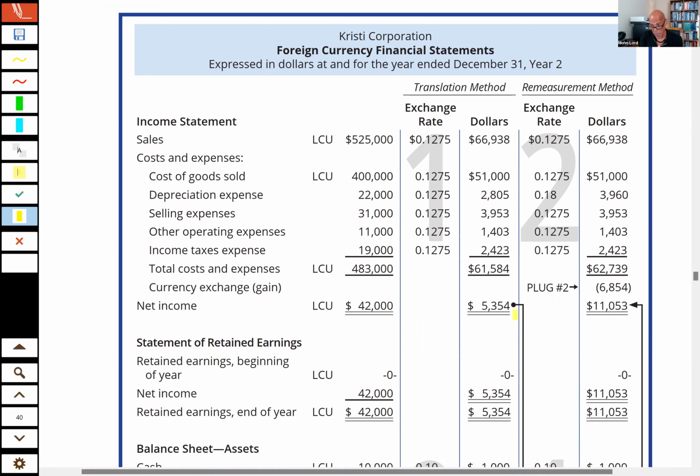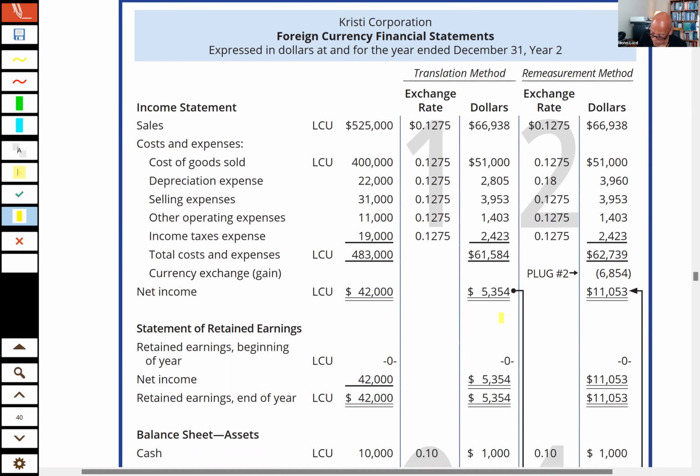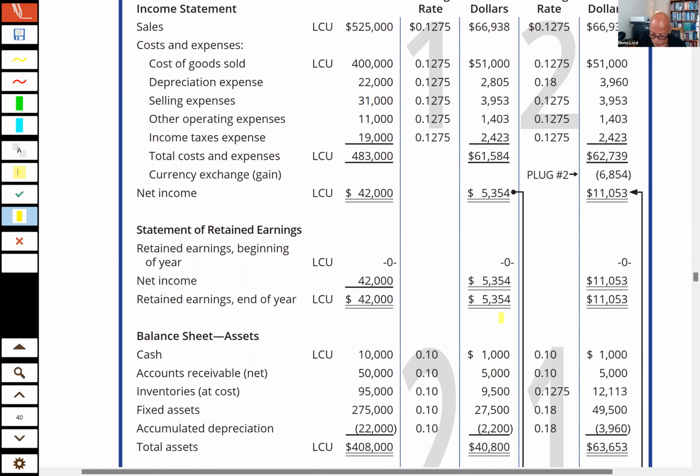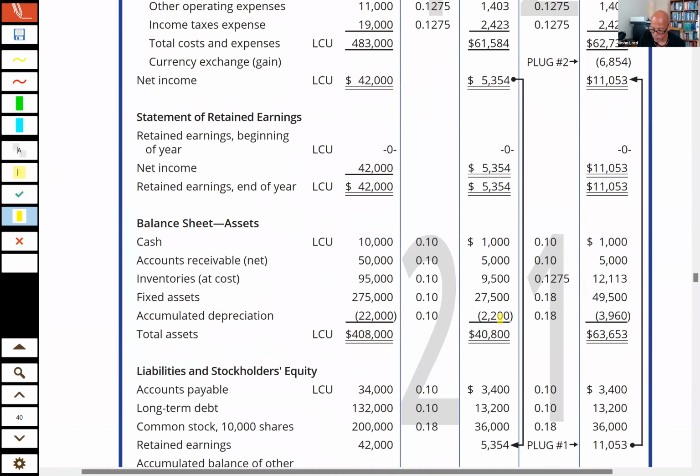You have to start with the balance sheet if you're using remeasurement, and then you have to start plugging numbers to the income statement. If it's translation, start with the income statement and then go to the balance sheet. I think you can see pretty clearly on the screen, guys, the watermarks, 1 and 2, that's telling you where you start.